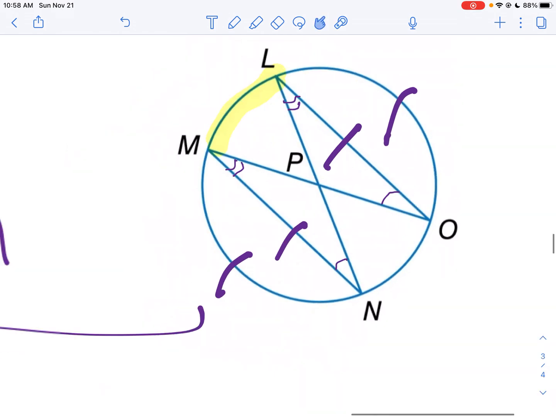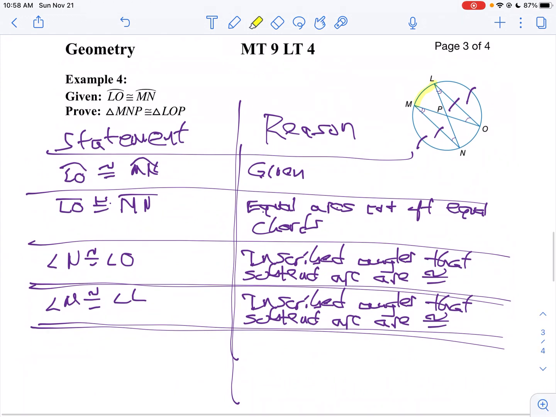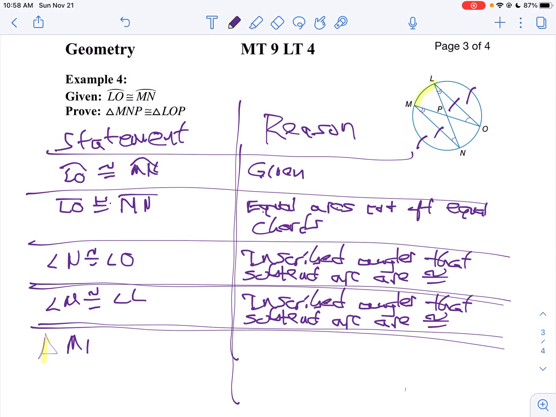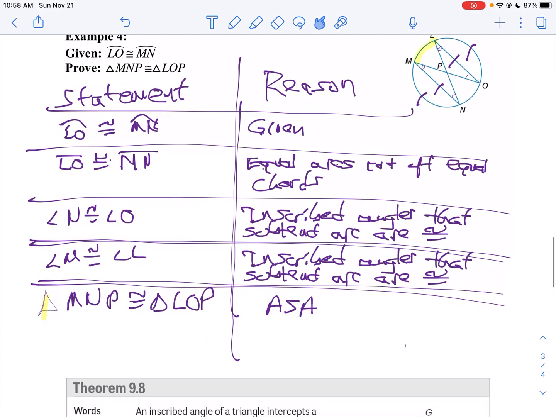So I'm done with my proof. I'm going to say triangle MNP. I want to make it thicker again. Triangle MNP is congruent to triangle LOP. The reason? Well, we're going to say angle, side, angle. If you use the vertical angles, then it would have been angle, angle, side. So you got two different ways of doing this proof correctly.